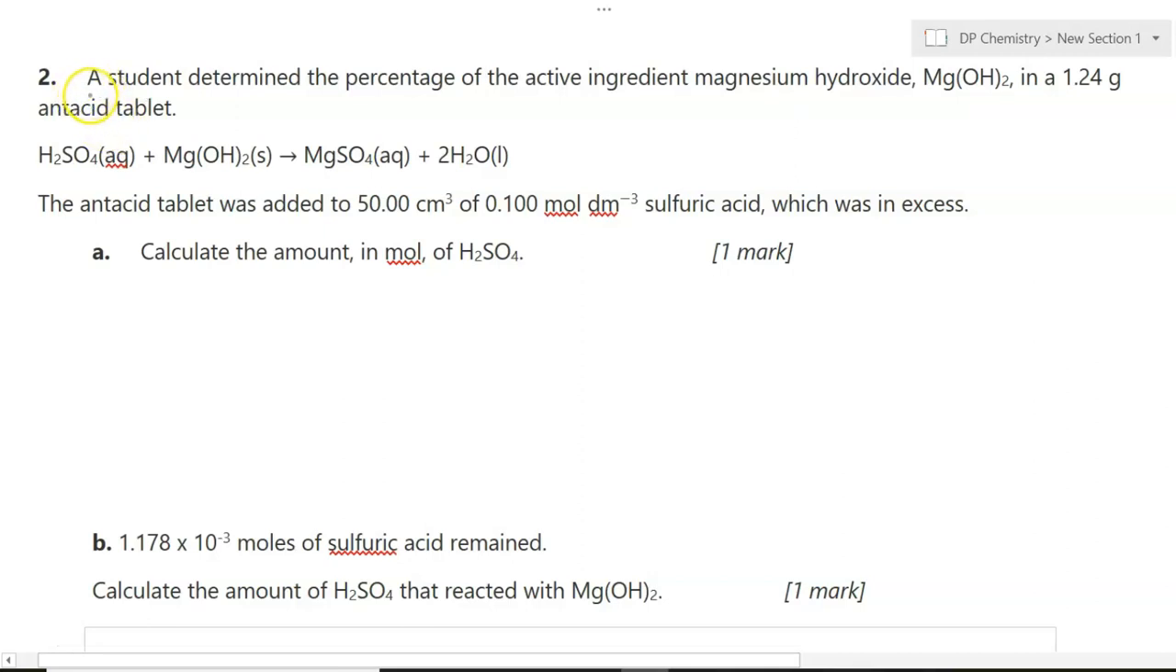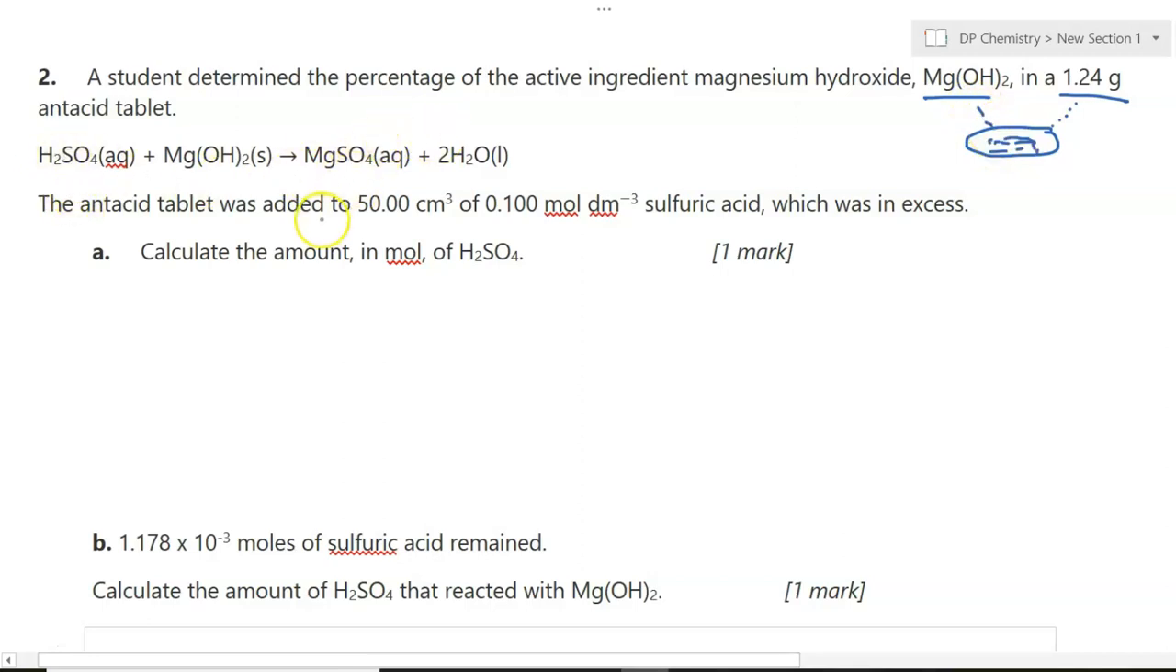So a student determined the percentage of active ingredient magnesium hydroxide, MgOH, in a 1.24 gram antacid tablet. So in a tablet that is 1.24 gram, you have some magnesium hydroxide in it.